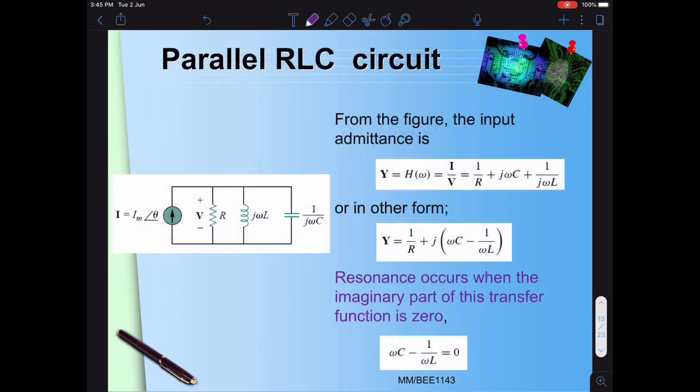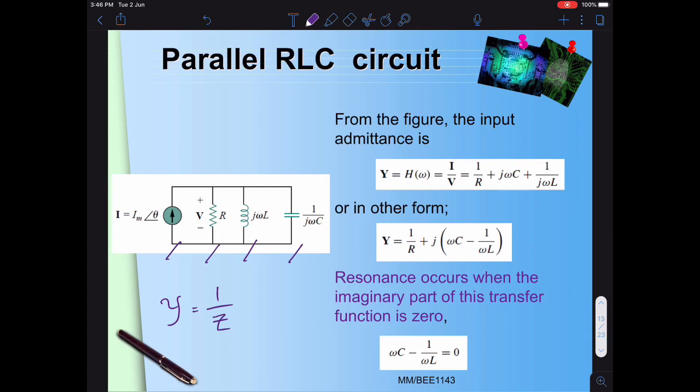We're going to learn about the parallel RLC circuit. Let's see this figure. In this figure we have all elements in parallel. We have the current source, we have the R, we have the L, and also C. So what is the admittance? The admittance symbol is Y. Y actually has a very good relationship with the impedance. Admittance Y is the inverse of the impedance.